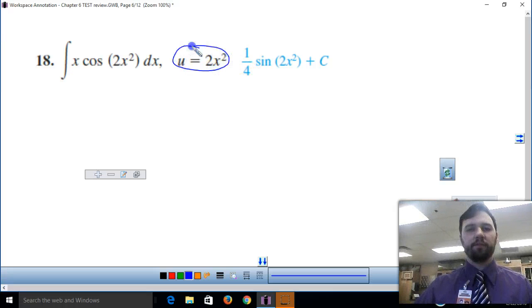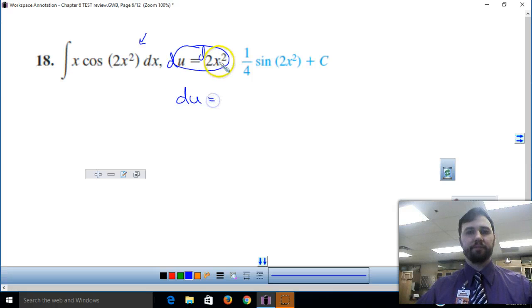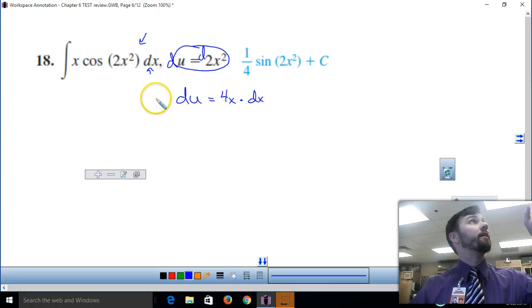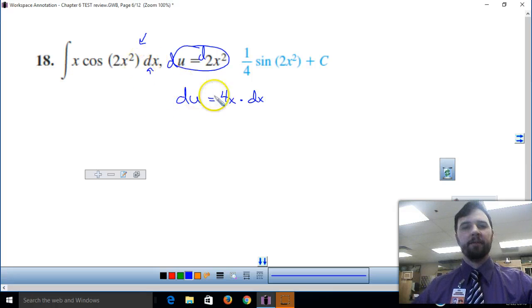U-Sub now. They give us U. Okay, so now we gotta convert this all to one variable. We need to get to U instead of x's. So we take derivative of both sides. Derivative of U is du. Derivative of 2x squared is 4x times the derivative of x. So now we gotta get dx by itself, so we can substitute it in right up there. So we divide both sides by 4x.